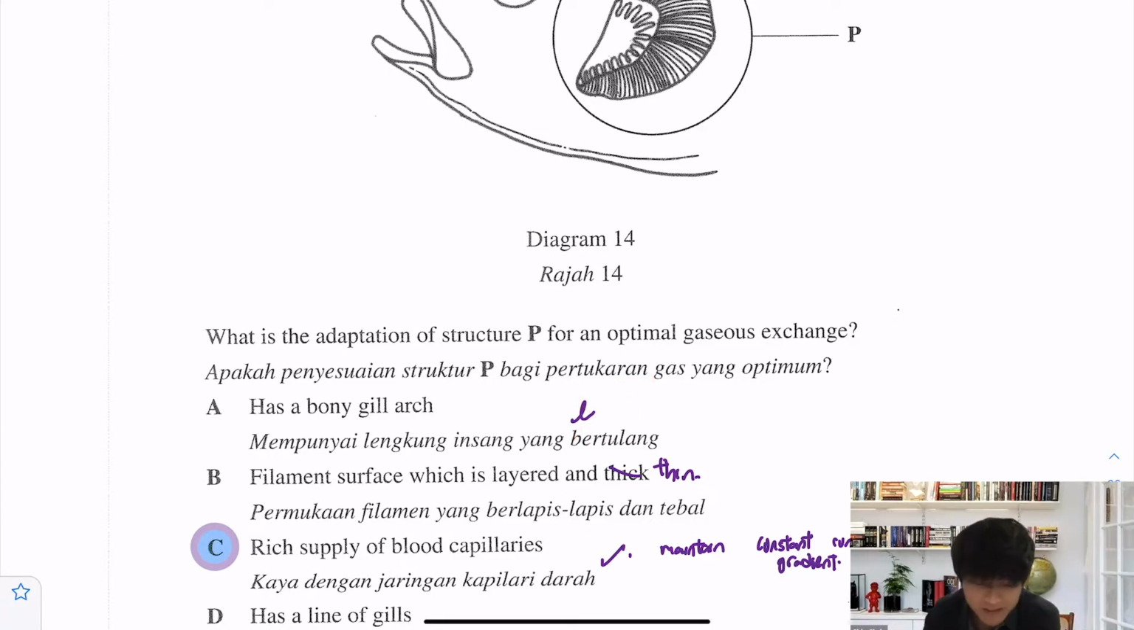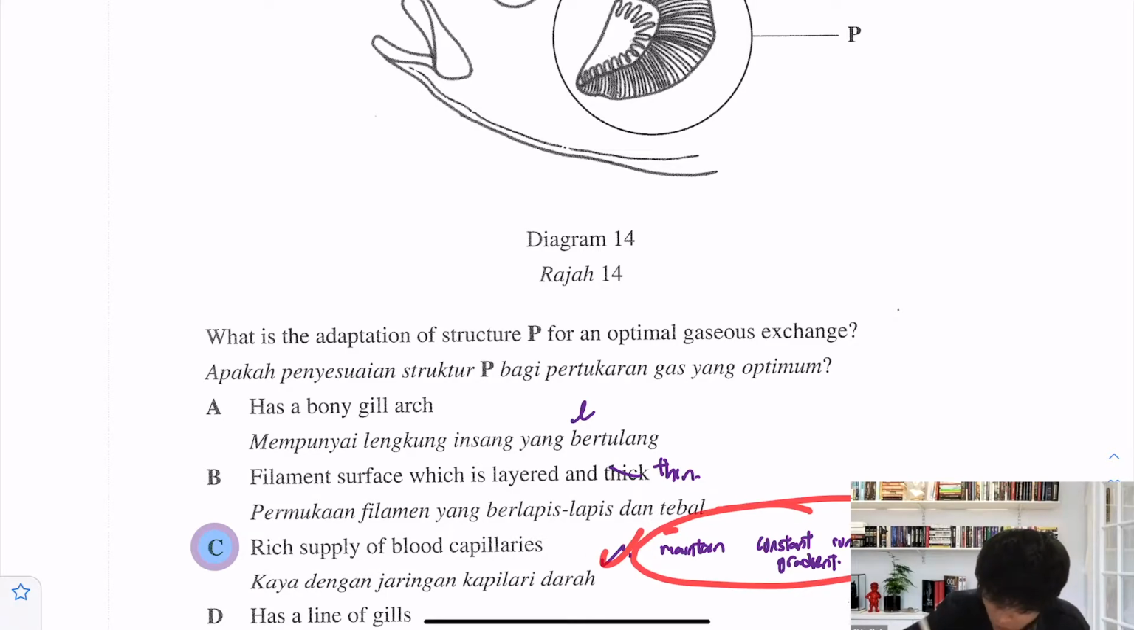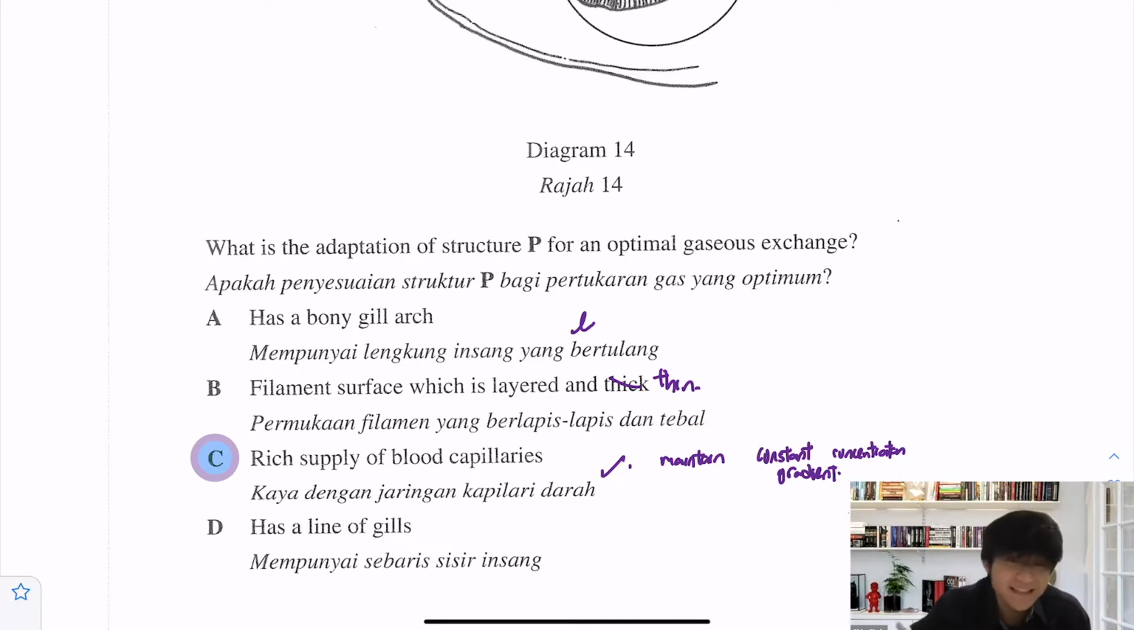Filament surface which is layered and thick? No, it's thin, yeah. It's not layered. Rich supply of blood capillary, yes, to maintain a constant concentration gradient. At the same time, it has a line of gills. It does have a line of gills, but it never tells you how it is adapted towards oxygen diffusion, right? So I would say that C makes perfect sense.